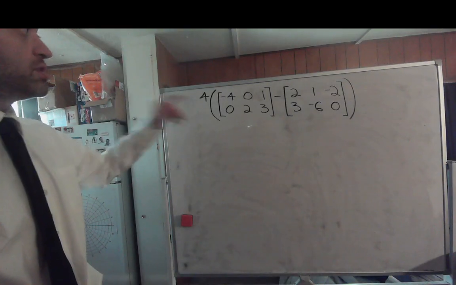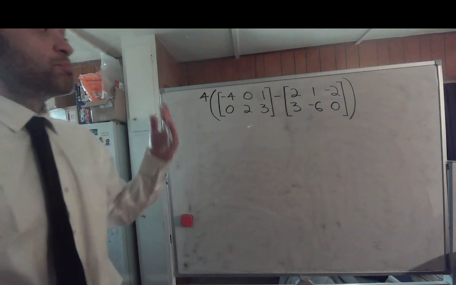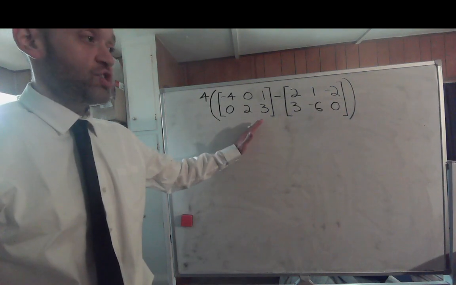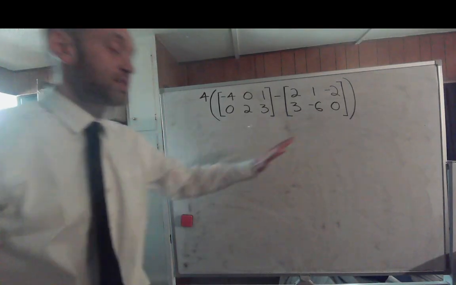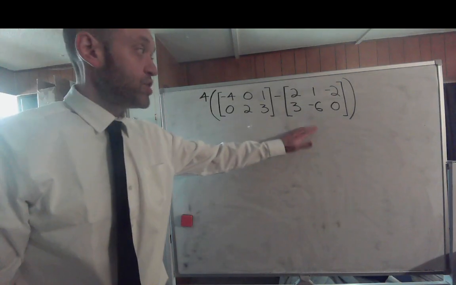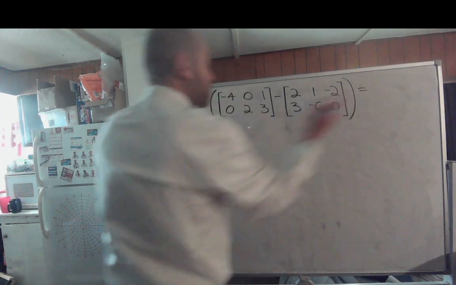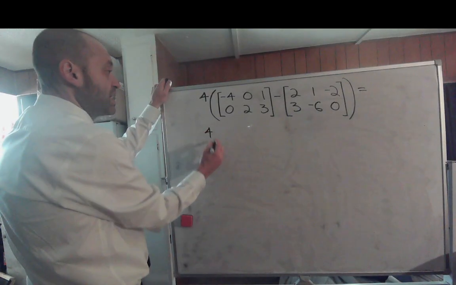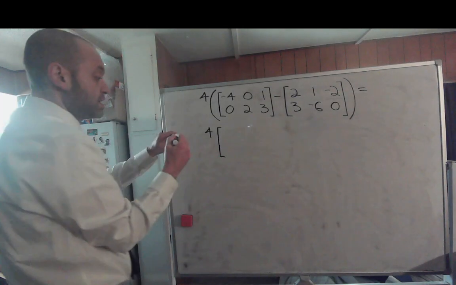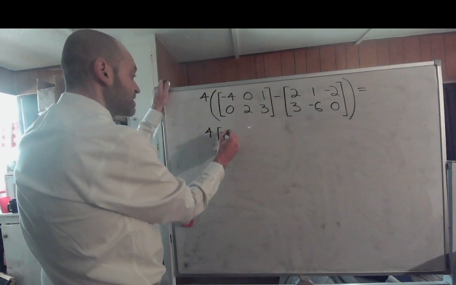So yes, we could distribute that 4 times each of the matrices and then take the difference, but I find it easier personally to still stick with the order of operations and stick with what's inside the parentheses and just do the subtraction. Both of these are 2 by 3 matrices, so we can definitely do the subtraction. So for now, what I would suggest is keep that 4 outside of your parentheses and then just come up with a single matrix. So -4 minus 2 would turn into -6.